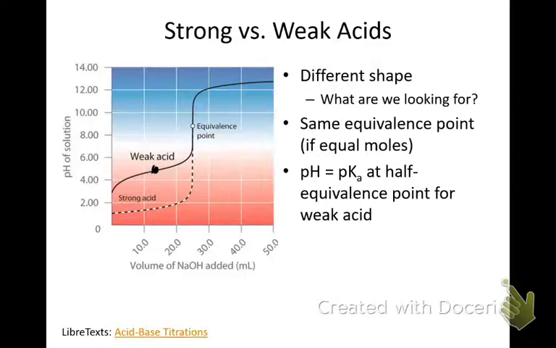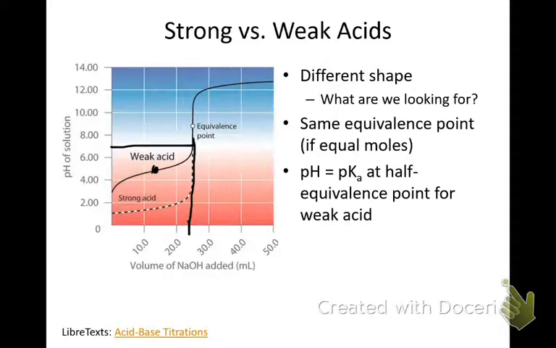And we see that the equivalence point has the same volume for both of them, although the equivalence points have different pHs. So we see that for the strong acid, the pH at the equivalence point is about 7, but for the weak acid, the equivalence point here is about 9.